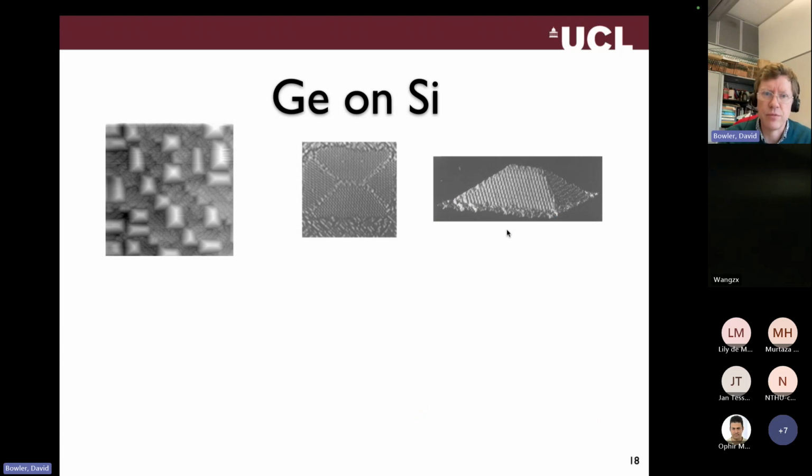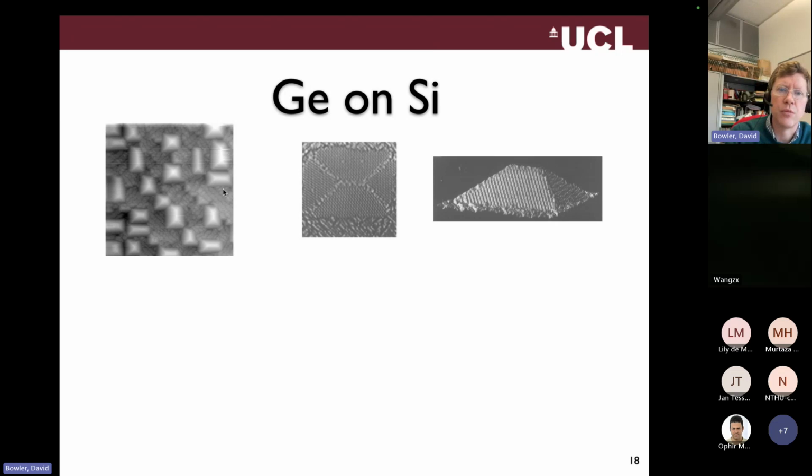And an area that I've been interested in for a long time is germanium on silicon. So silicon is a standard substrate that's used in all transistors. And germanium is very similar to silicon. It's just one row below it in the periodic table. So it's a slightly larger atom. So there's a strain between the two. So if you grow germanium on silicon, then to start with, it grows fairly smoothly.